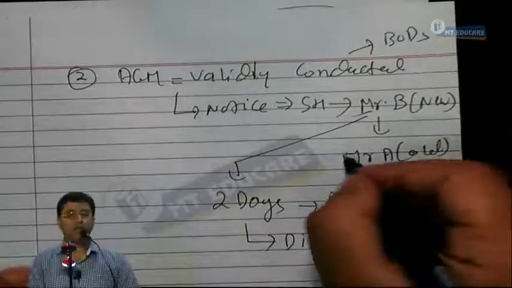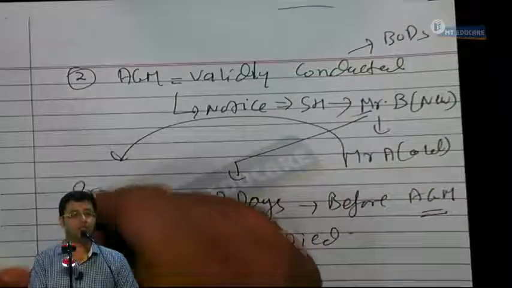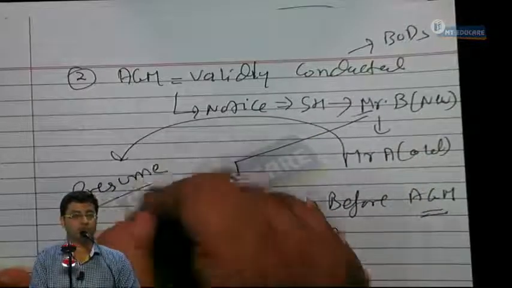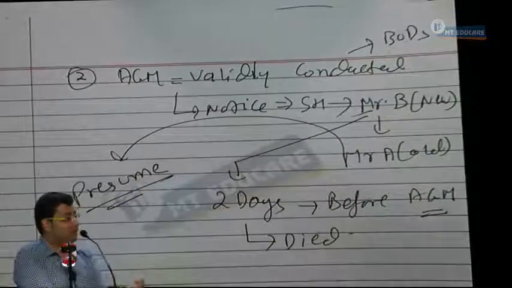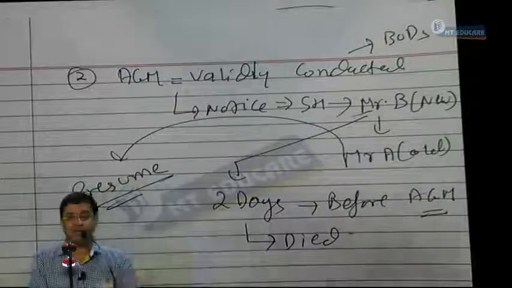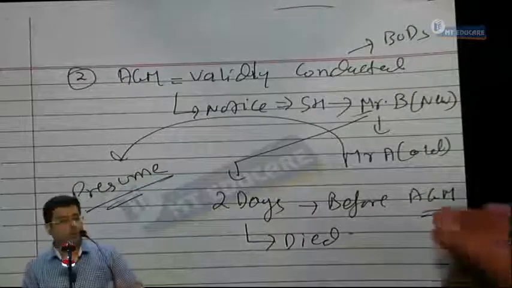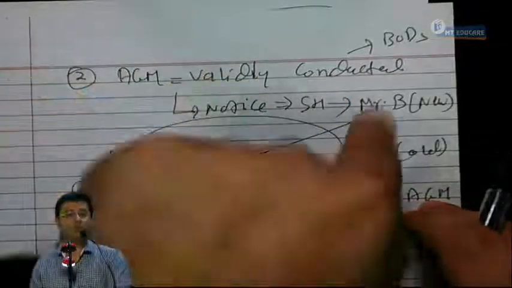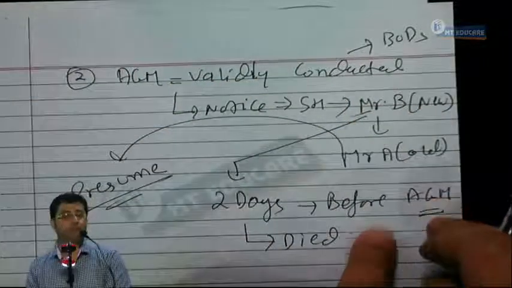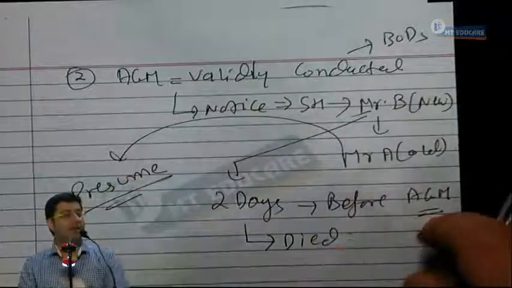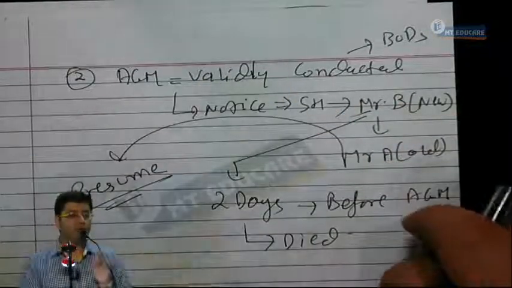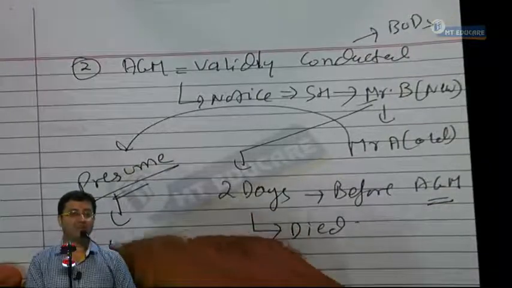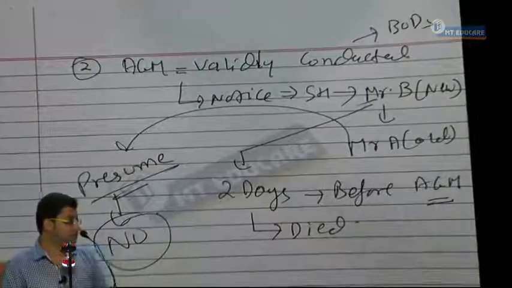Now, can Mr. A presume his office? See, I told you that if AGM is not conducted, the existing auditor can presume his office. But you tell me, if AGM is conducted, but 2 days before the AGM, the notice was to appoint Mr. B, but now Mr. B died unfortunately. Now can Mr. A presume his office? Answer will be no, he can't.